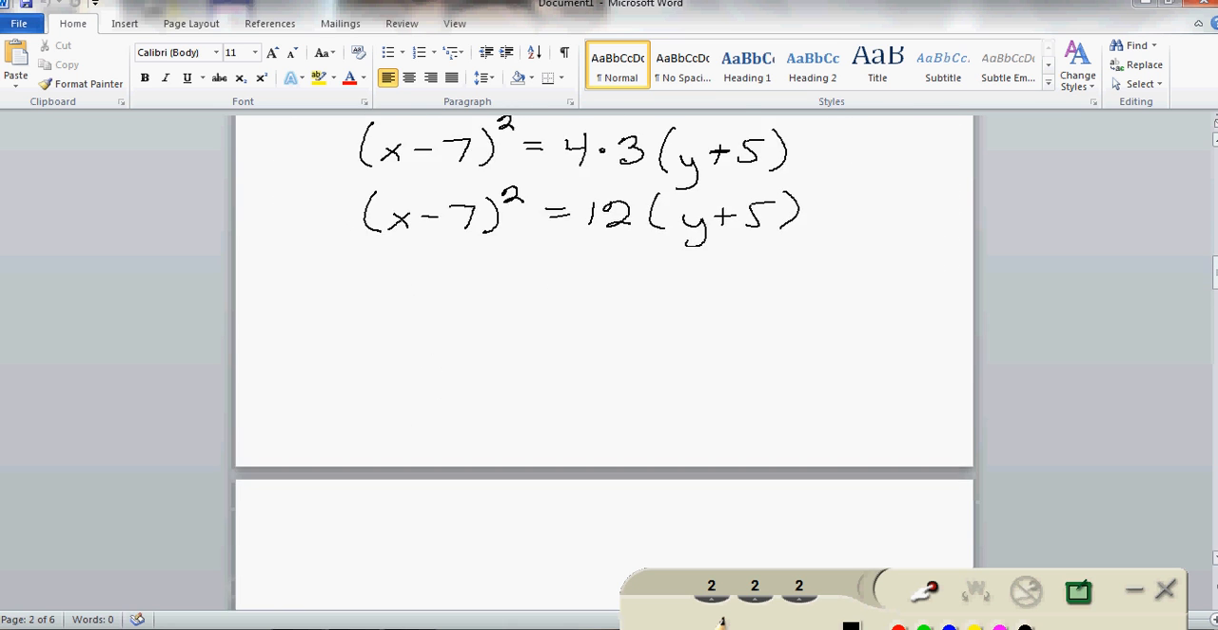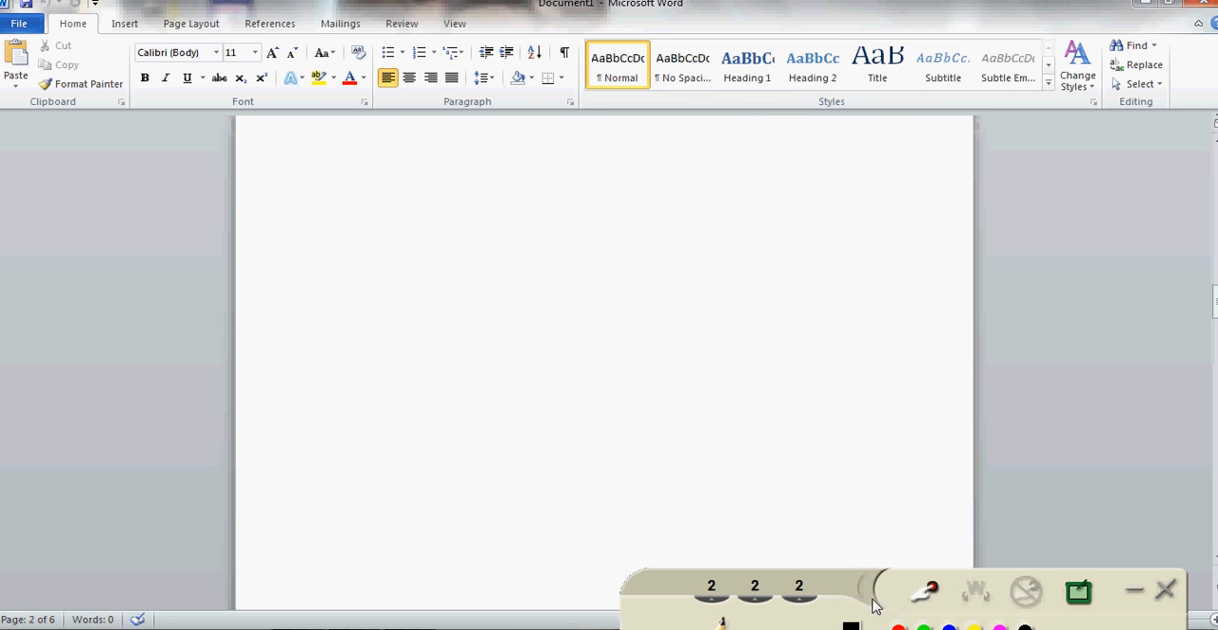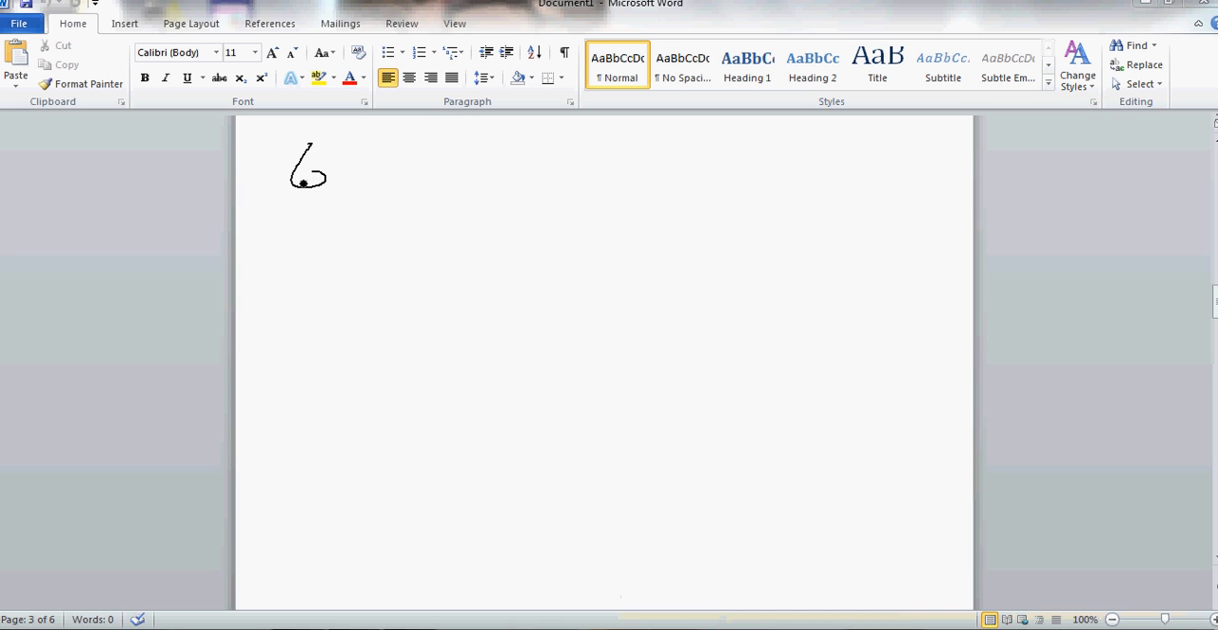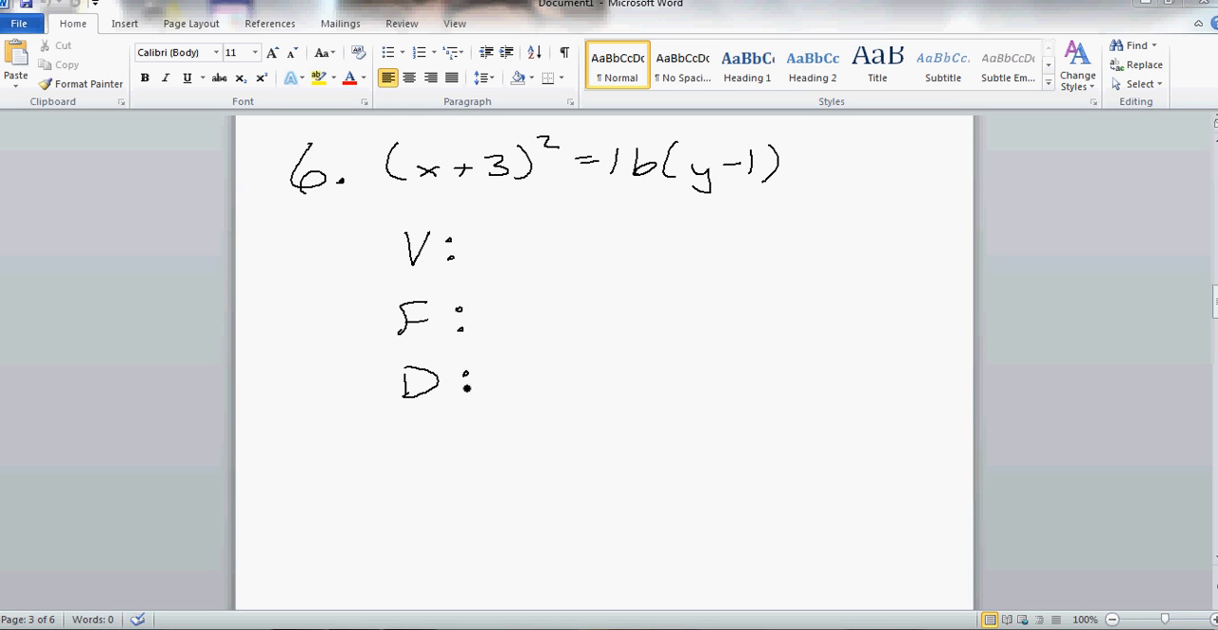Next we get to example number 6. Example number 6, we have x plus 3, the quantity squared, equals 16 times y minus 1. And we need to find the vertex, the focus, and the directrix. I'm going to do a quick sketch. X squared, so that means it's either going to be up or down.